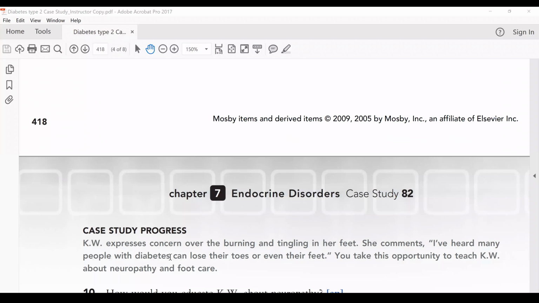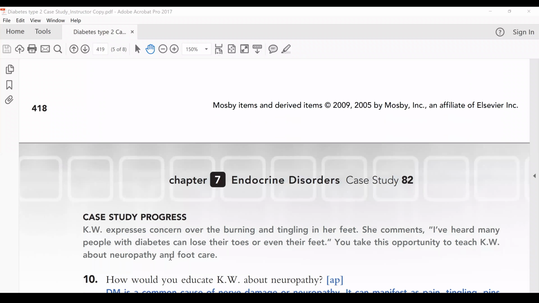All right, so here's our progression. She starts having concerns about burning and tingling in her feet. "I've heard many people with diabetes can lose their toes or even their feet." This is the time that you take to teach her about neuropathy and foot care.